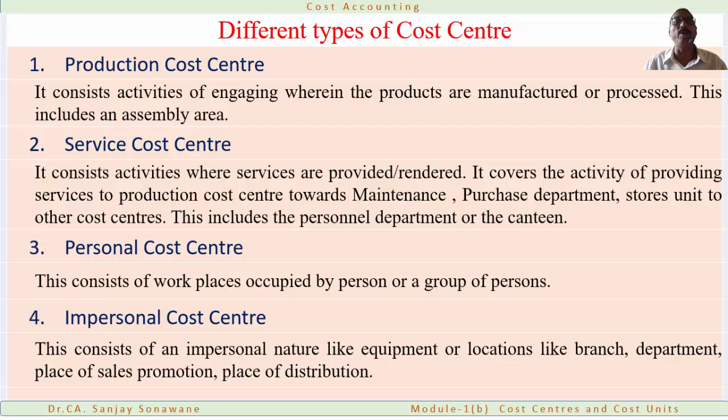Then the second we have learned is service cost center. Now this service cost center gives services to the production cost center. But this service cost center is separated from the production and all expenses incurred in this service cost center are called service cost center expenses. So these are the main two categories which we are having.